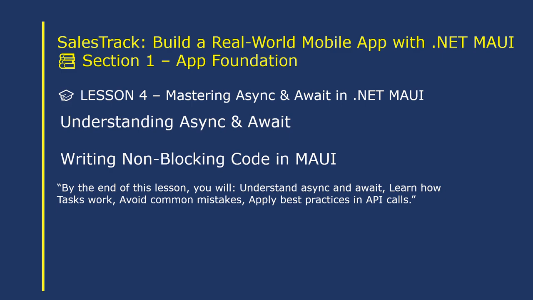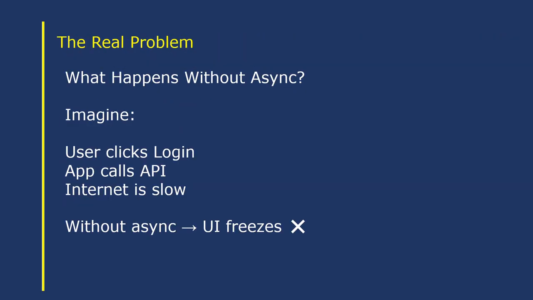In this lesson, we will deeply understand async and await in .NET MAUI. Since our application communicates with a backend API, it is essential to know how asynchronous programming works to avoid freezing the user interface. If we call an API synchronously and the internet is slow, the entire application will freeze until the server responds. This creates a poor user experience.